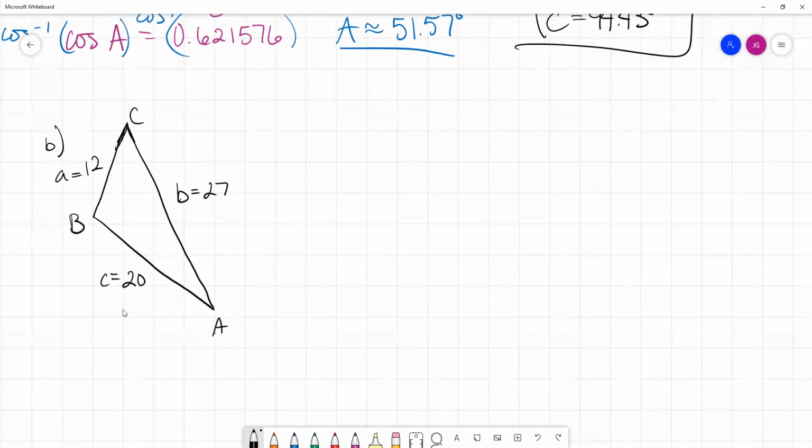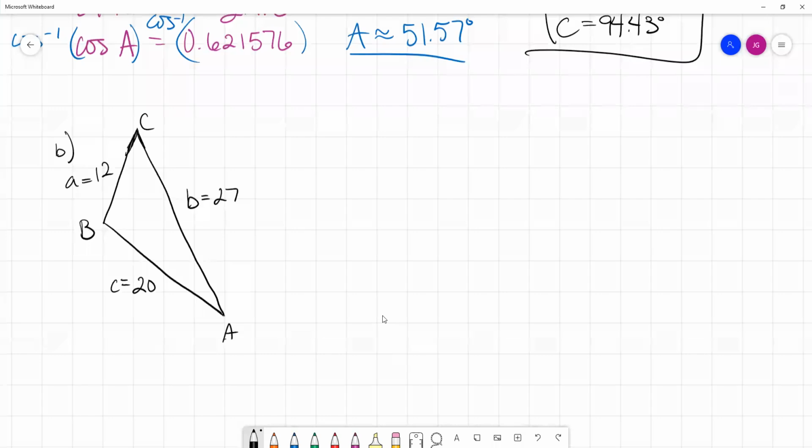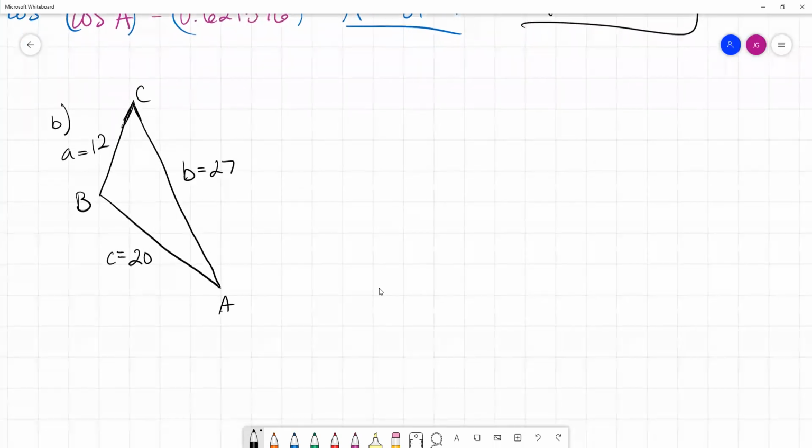Here is a side, side, side case. We are given all 3 sides. And so we're going to do the same thing. We're going to use the law of cosines. And notice how in the first one we had to use it twice. In this case, it'll be the same thing. We'll have to use it twice. Just like with law of sines, we also in the past had to use law of sines twice whenever we were solving the triangles.